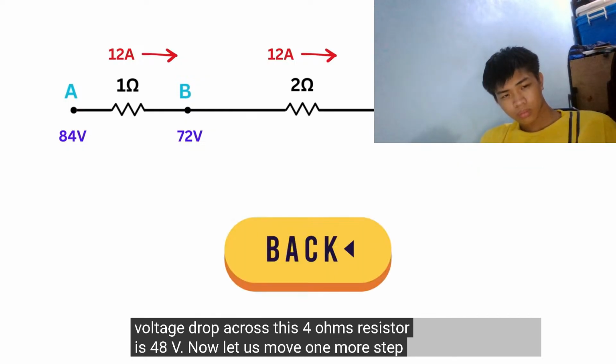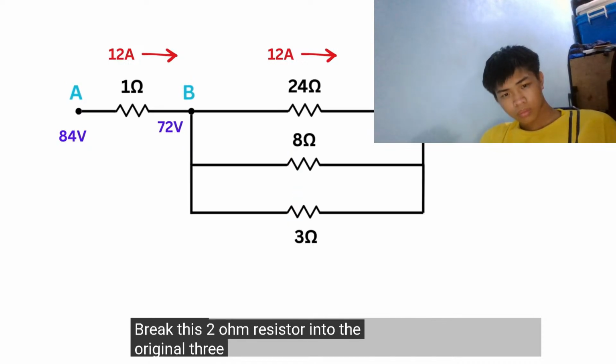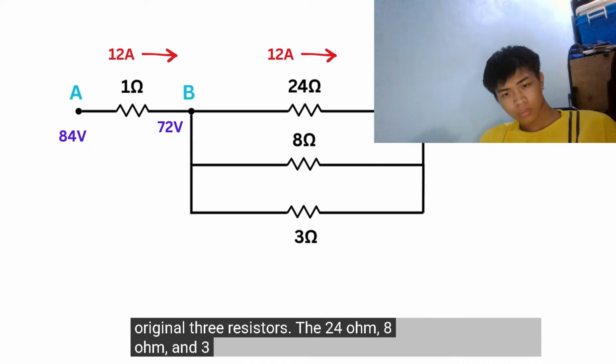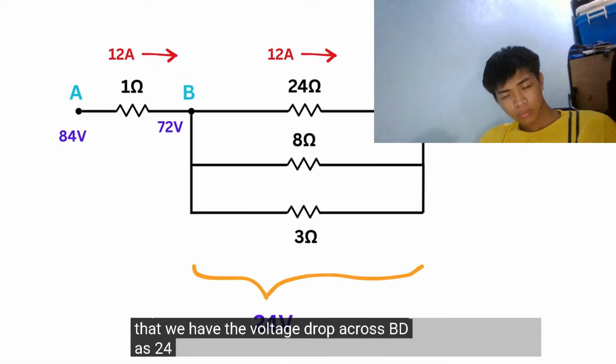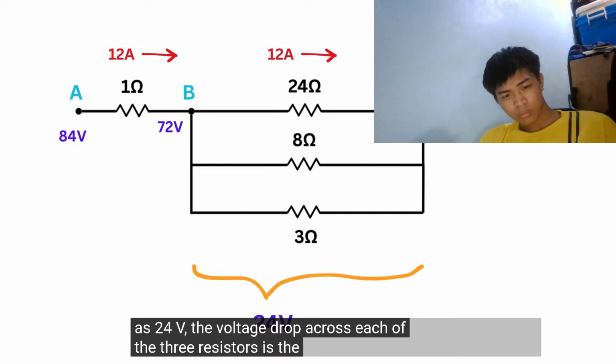Now, let us move one more step backward. Break this 2 ohm resistor into the original 3 resistors, the 24 ohm, 8 ohm, and 3 ohm resistors, all connected in parallel between points B and D. Now that we have the voltage drop across BD as 24 volts, the voltage drop across each of the 3 resistors is the same 24 volts.